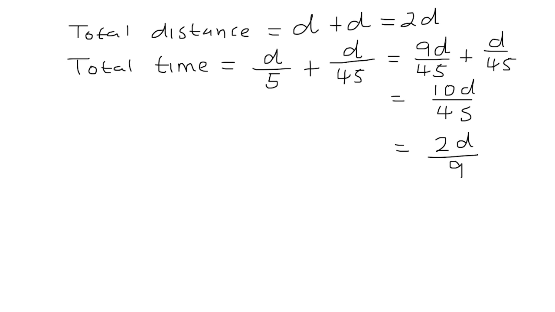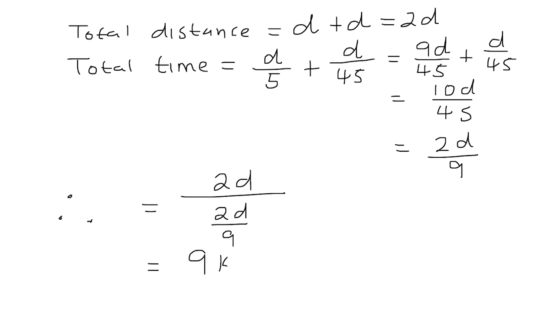Okay, so therefore the average speed will be equal to our total distance, which is 2d, divided by the total time, which is 2d over 9. Okay, and we get an average speed of 9 kilometers per hour, because 2d will cancel 2d there, leaving only 9.